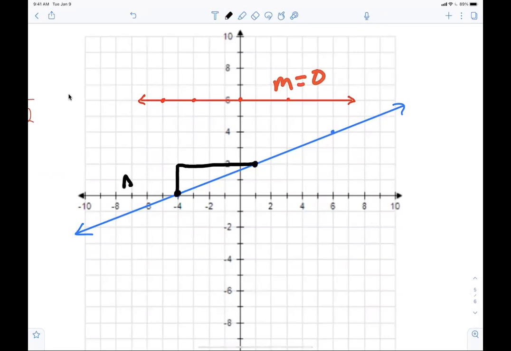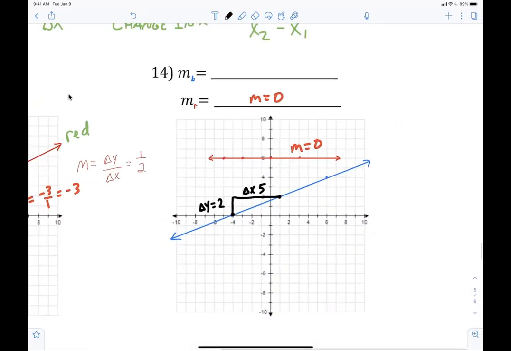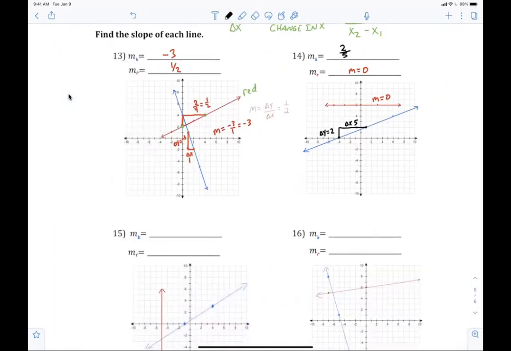So delta y equals what? 2. Delta x equals 5. So slope equals 2 over 5. That is correct. That's simple. All right, now let's look at 15.